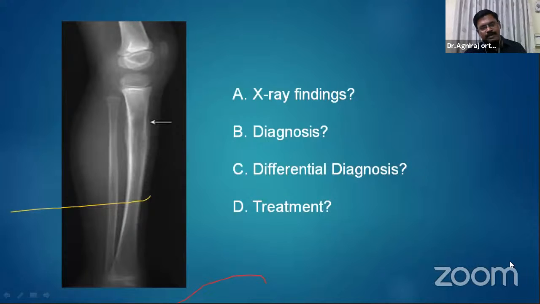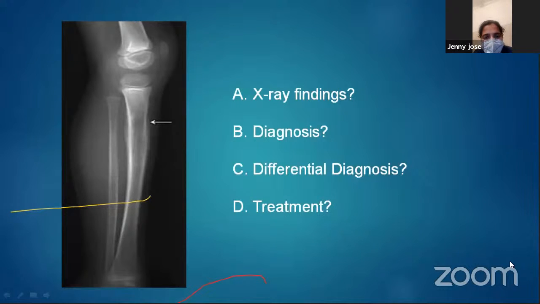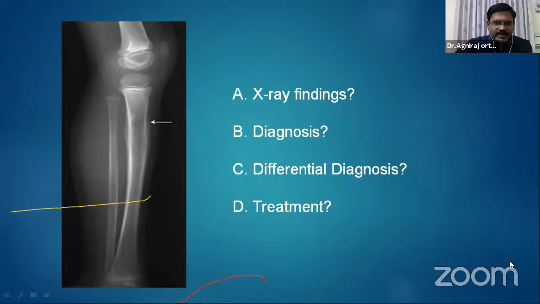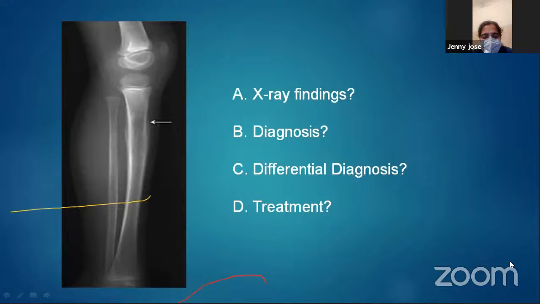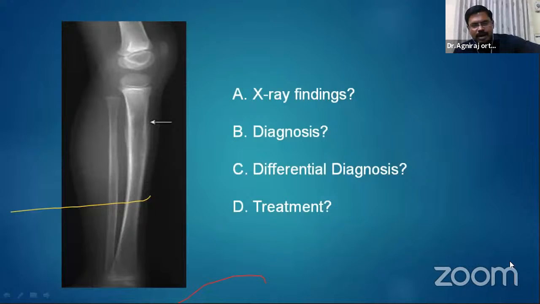So you told skeletally immature patient. What type of lesion you are seeing? Lytic or sclerotic? Sir, alternating, lytic and sclerotic. Sclerosis, what you are seeing is the type of periosteal reaction. It is the lesion you cannot identify. Ill-defined border, you told. Ill-defined border.